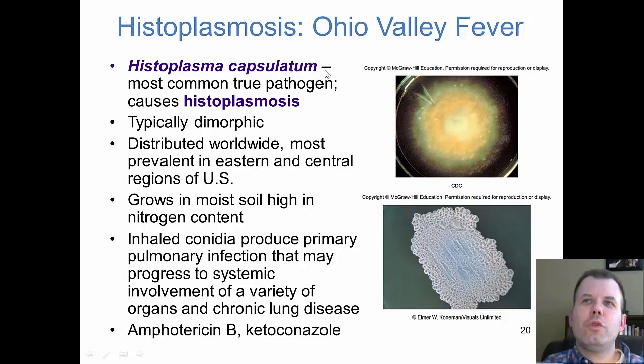Typically, it's dimorphic, meaning it goes from a fuzzy mold to a yeast stage once it gets in. It's the most common true pathogen, and it causes a disease called histoplasmosis. Okay. Grows in moist soil high in nitrogen content. So if you like to fertilize your soil a lot, have lots of nitrogen, you may have more of these spores in your soil. Inhaled conidia produce primary pulmonary infection that may progress to systemic involvement in a variety of organs and chronic lung disease. And again, the two drugs of choice, amphotericin B and ketoconazole. And again, that's another type of drug that can be used. But typically, the amphotericin B for the systemic, and again, typically starts as a lung infection that goes systemic.